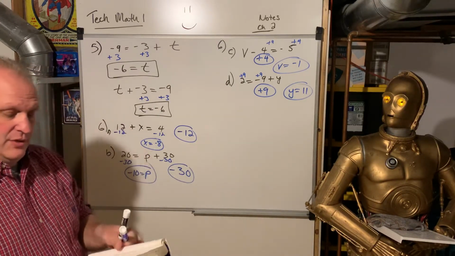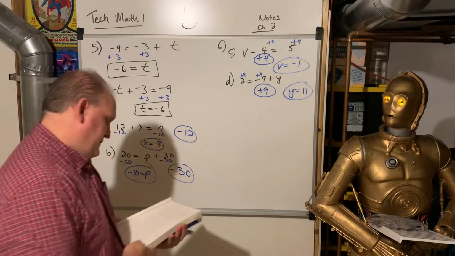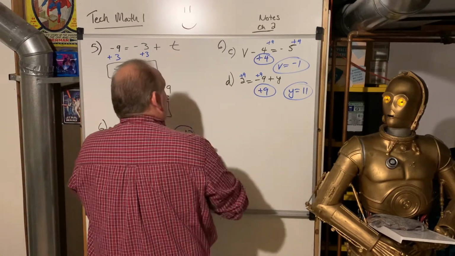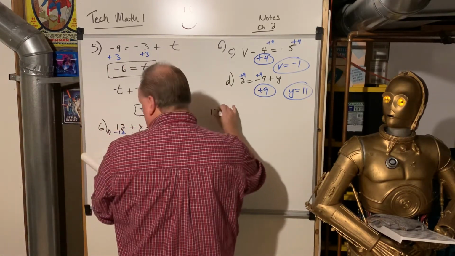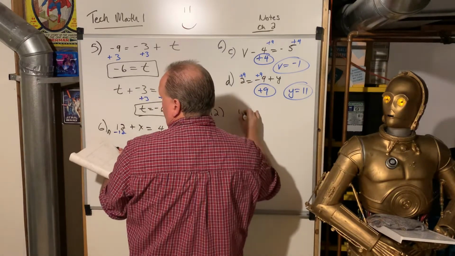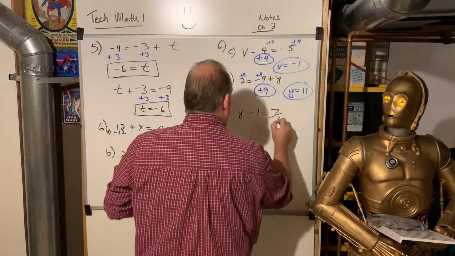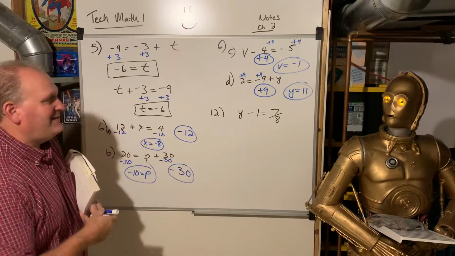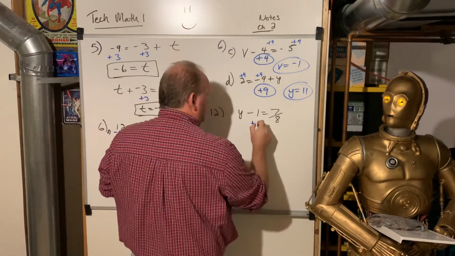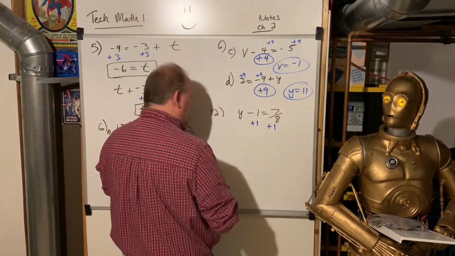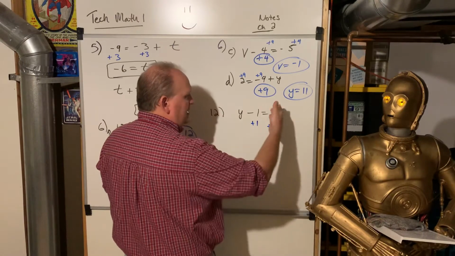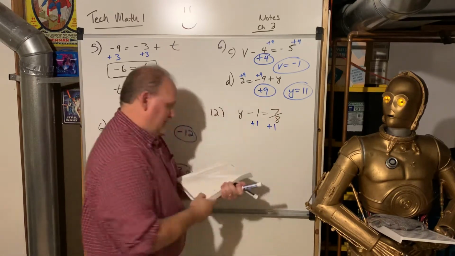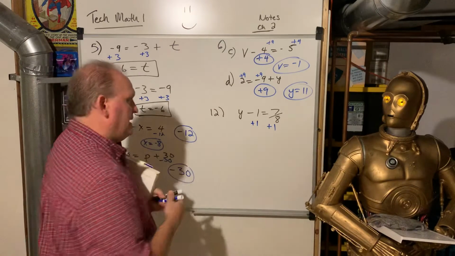Let's take a look at number 12. Oh, the F word, fractions. We've got y minus 1 is equal to 7/8. So we would have to add 1 to both sides. In this particular case, you could find 8/8 and write it as 15/8. Is that what they did? That is what they did.